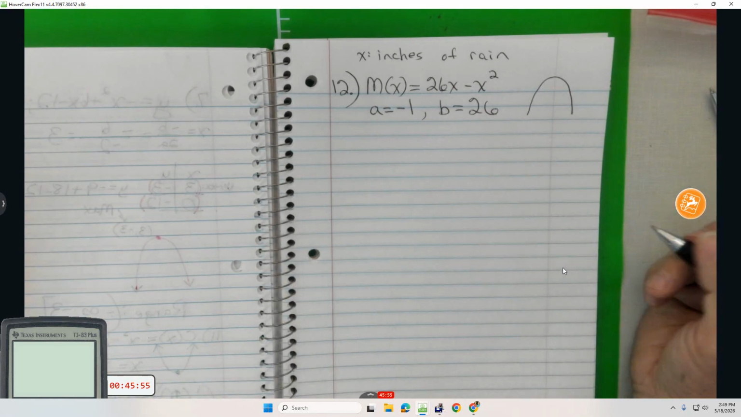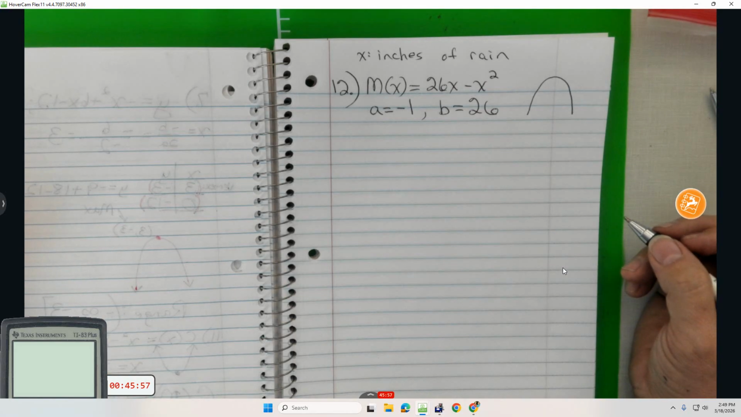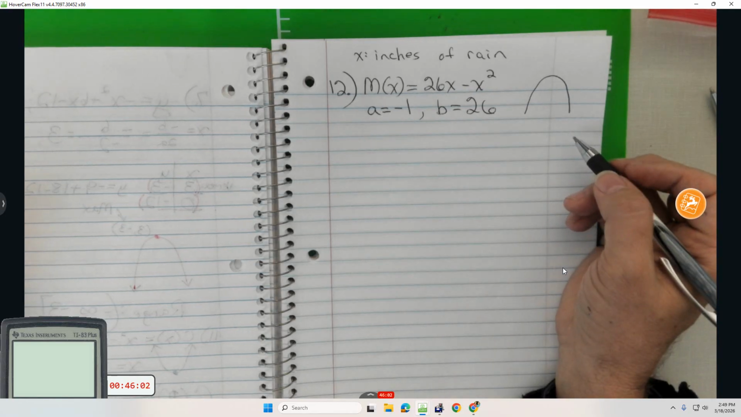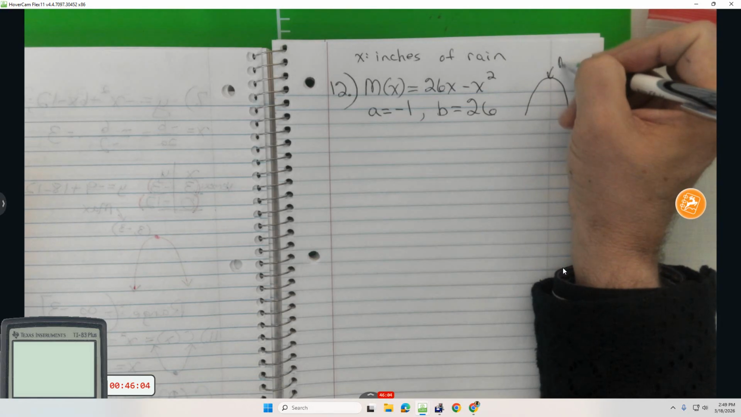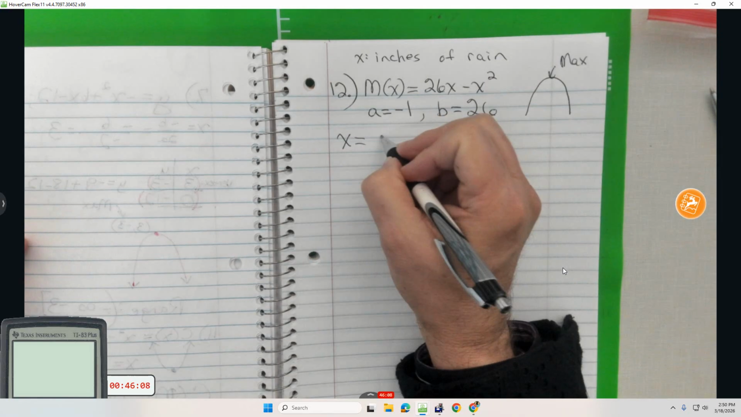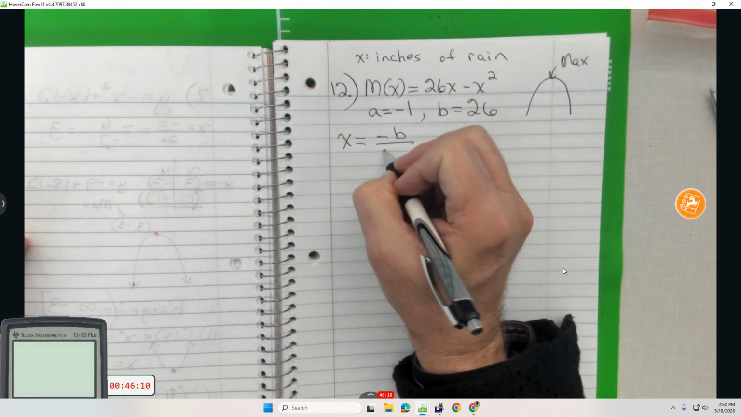If it's opening downward, what have we got? A maximum or a minimum? A maximum. The maximum is occurring at the vertex. So we use our vertex formula. X equals negative B over 2A.